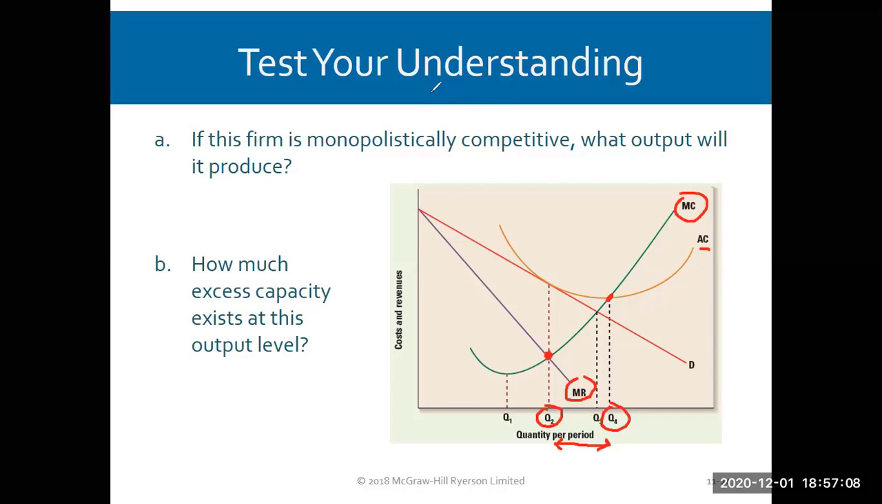Let's take a look at their answers and see. Yep, produce where MR equals MC. We got that to get Q2 right here. How much excess capacity exists? Yep, Q4 minus Q2 is the excess capacity that exists.